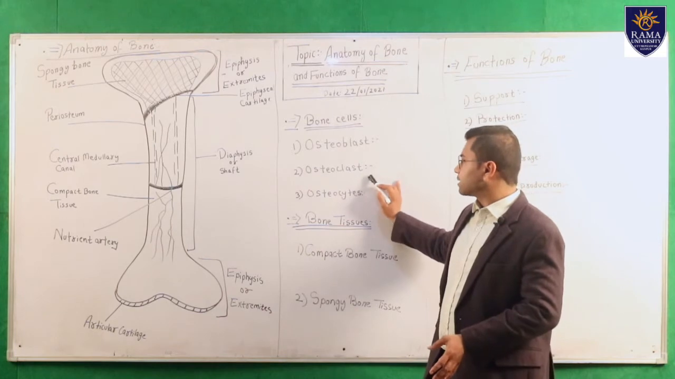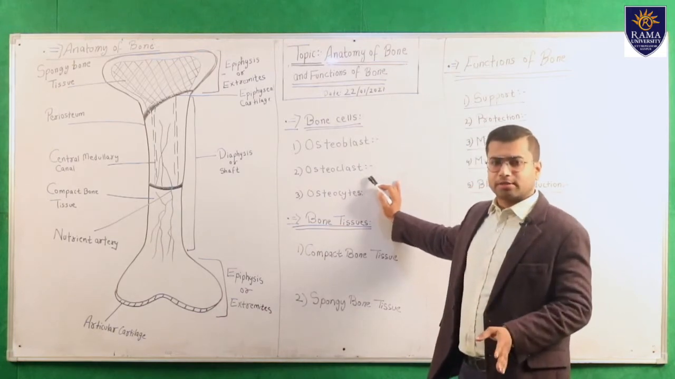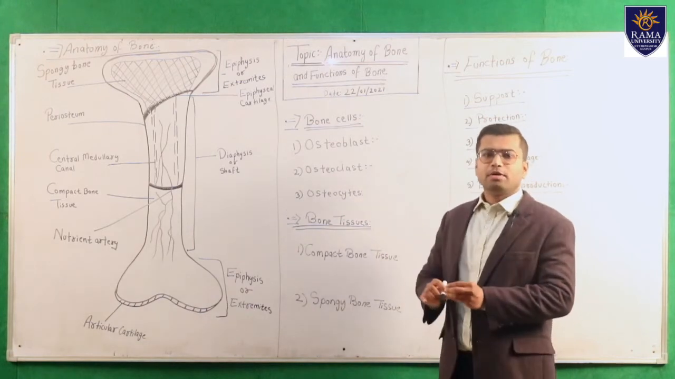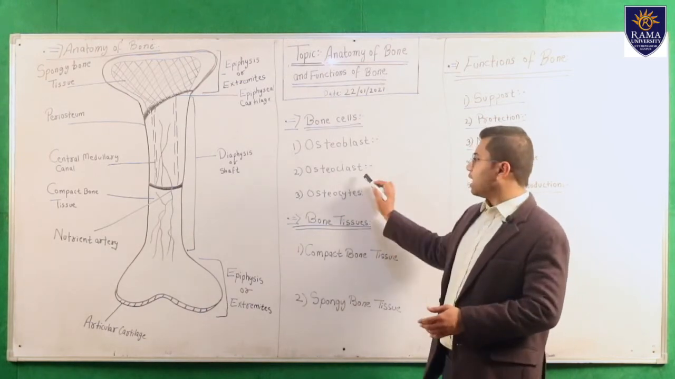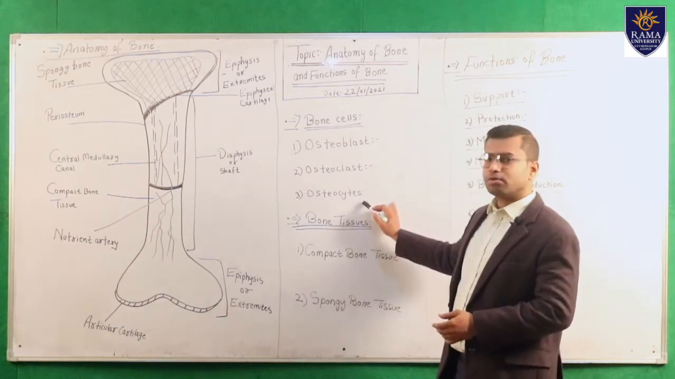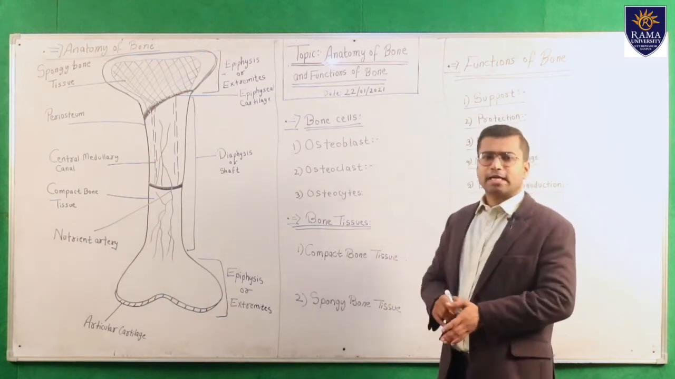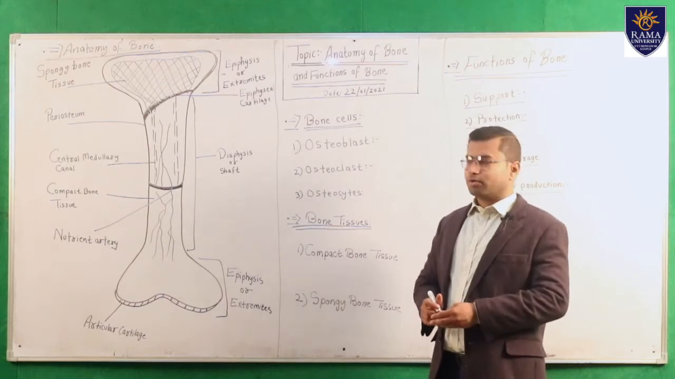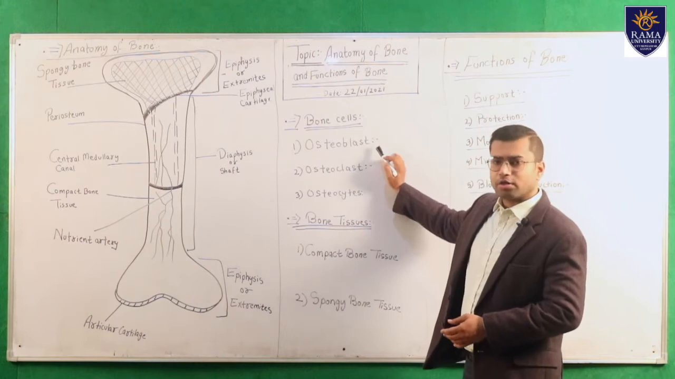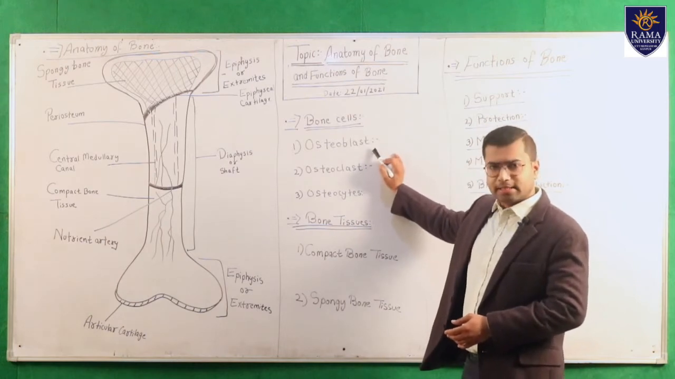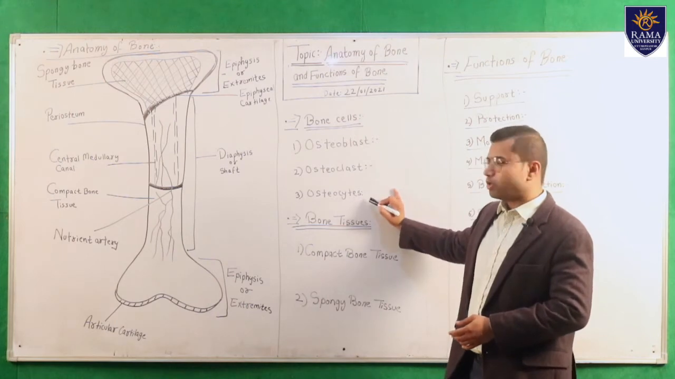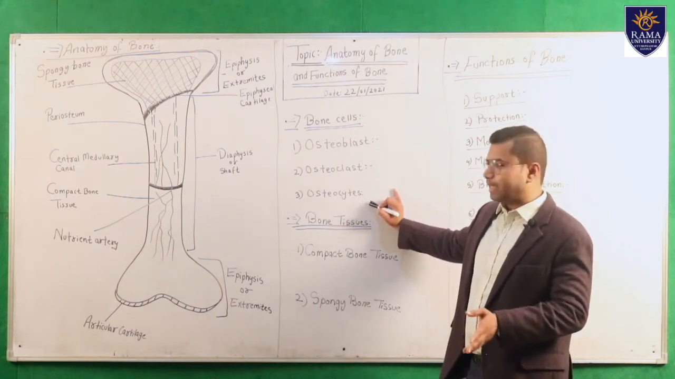Next come osteoclasts. The main function of osteoclast cells is bone dissolving, so they are also known as bone dissolving cells. Next come osteocytes. Osteocytes are for the maintenance of the bone, thus they are known as bone maintaining cells. Osteoblast, bone forming cells. Osteoclast, bone dissolving cells. Osteocytes, bone maintaining cells.